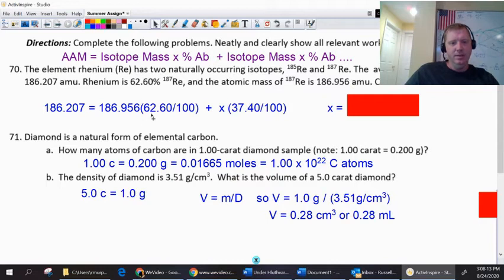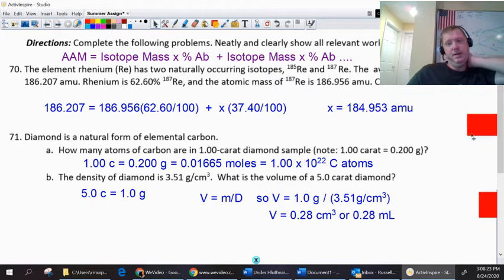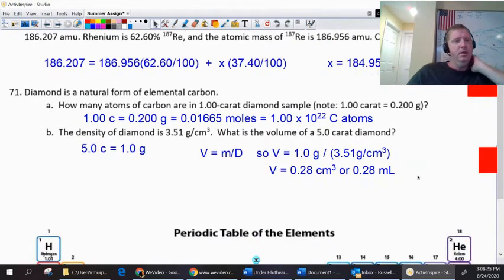So again, this is the percent abundance, 62%. So the other one has to be the rest of 100. 37.40 is the rest of the percentage. And then I solved for the missing mass. There we go. Number 71, how many atoms are in a 1 carat diamond?